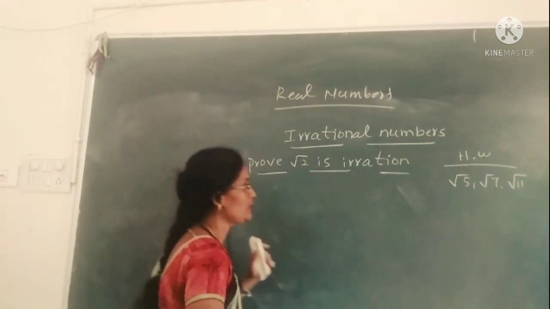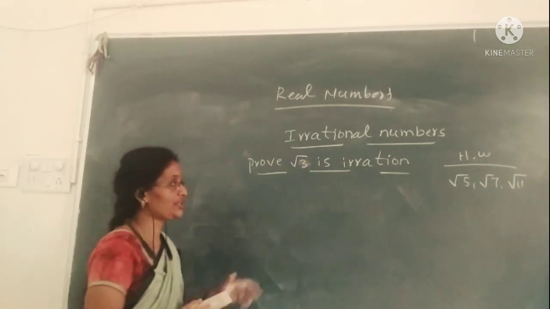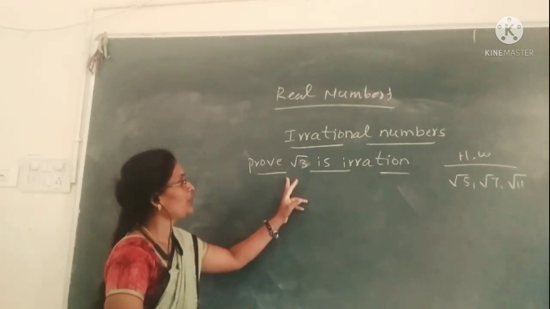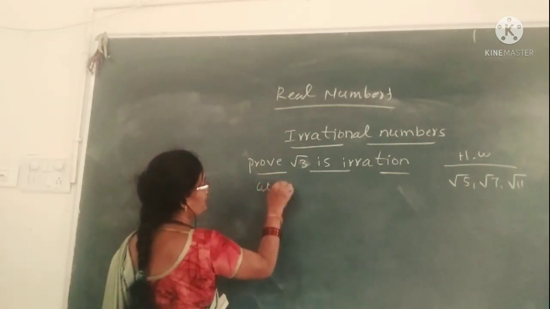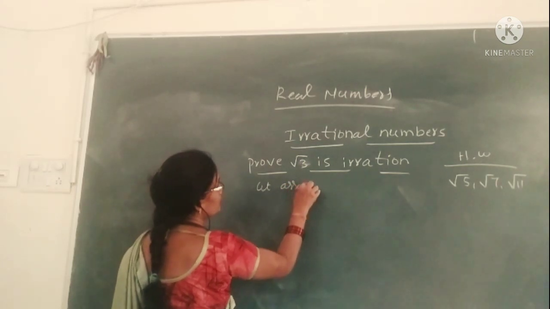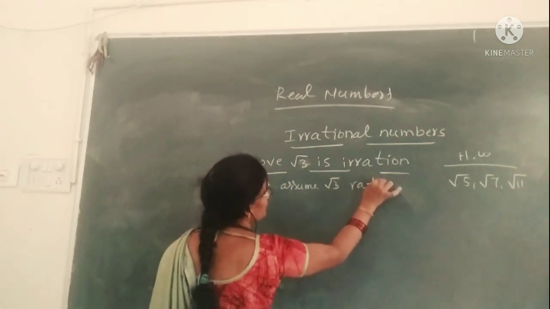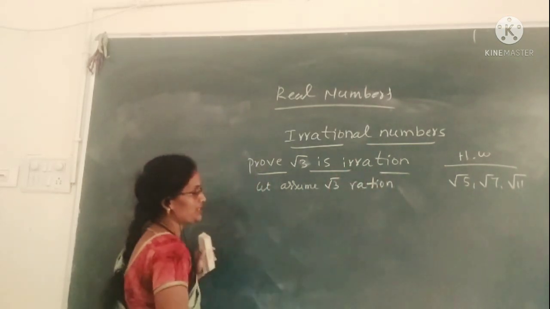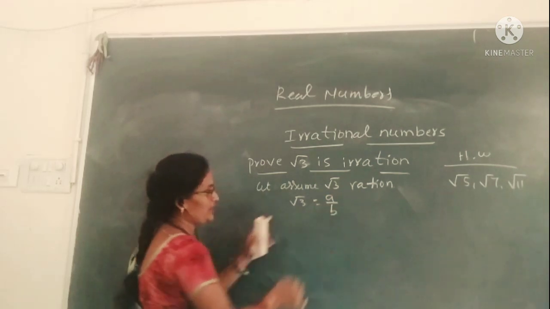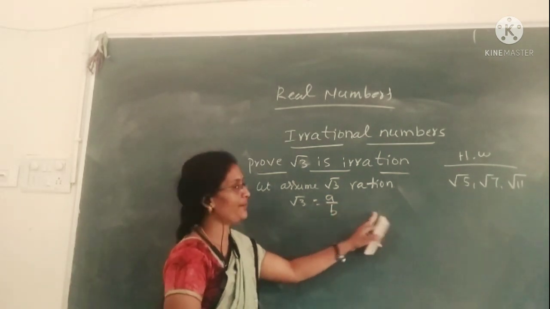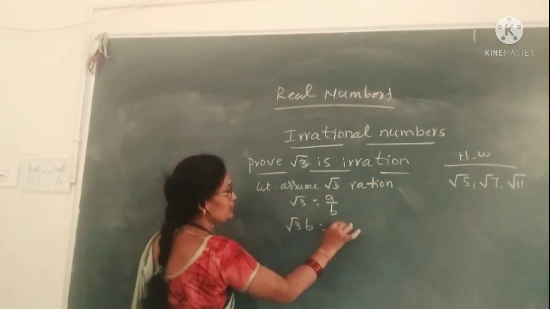You can solve it in this process. We can take root 3 as another example. Prove that root 3 is an irrational number. Let us assume root 3 is a rational number. So root 3 is equal to a by b, where a, b are co-prime numbers. Cross multiplying, root 3 b is equal to a.